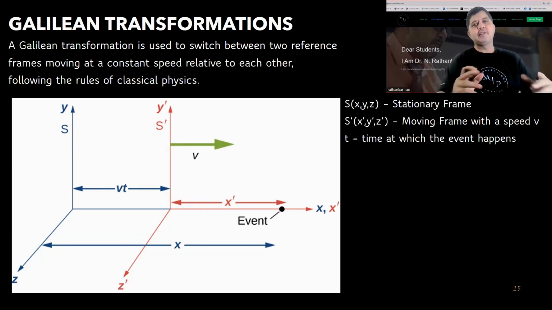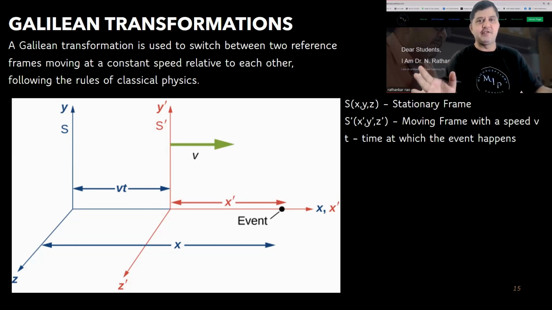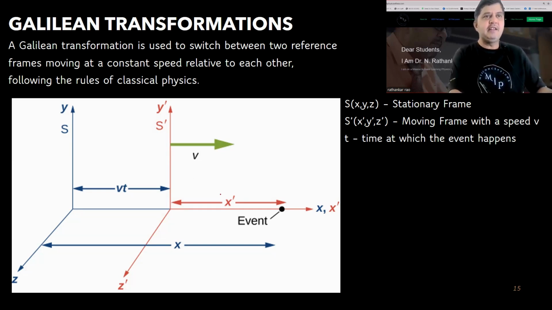And this is what you call the Galilean transformation equations. So a Galilean transformation equation is used to define or to switch between two reference frames moving at a constant speed relative to each other, following the laws of classical physics. Okay, so that is what it's going to do. Now clearly, let us consider a frame like this. As you see here, S is your stationary frame and S dash is your moving frame. And let us say there is an event. Event is nothing but a particle.